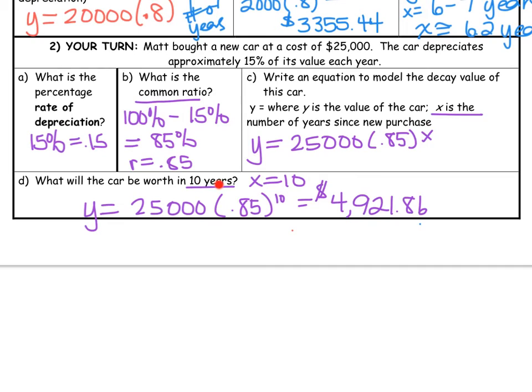So what will the car be worth in 10 years? That's where X equals 10. So take our equation, 25,000. Again, we're keeping 85% to the 10th power, and after 10 years, the car will be worth $4,921.86.